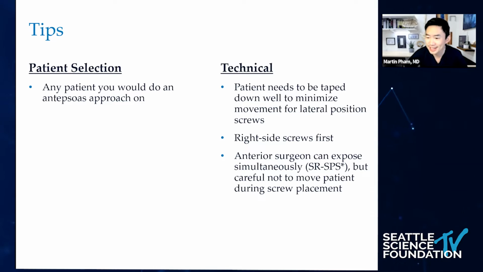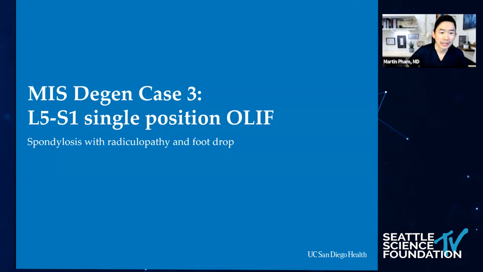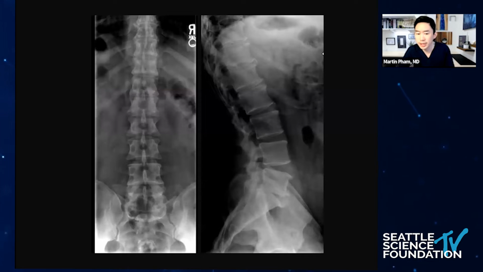But in case you ever see SRSPS in the literature, that's essentially what it means, where you're doing it simultaneously because the anterior surgeon can't expose at the same time. Now, the last degenerative case is 5-1, right? As Dr. Hines has said, and there's another great talk later today, 5-1 is still really the only case where you can do single position with a large cage.